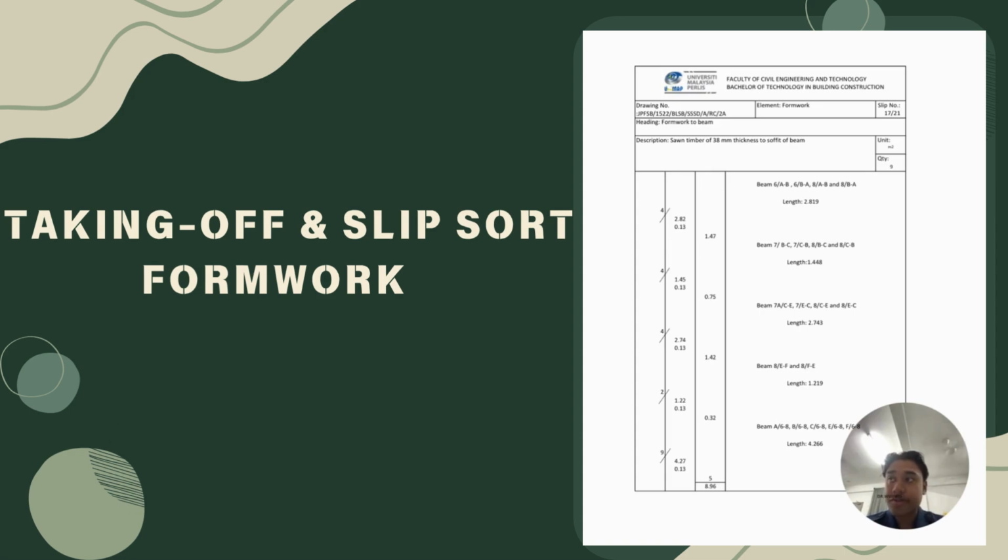So we need to total 5 plus 0.32 plus 1.42 plus 0.65 plus 1.47. Then we will get 8.96. So the quantity will be 9 meters square.